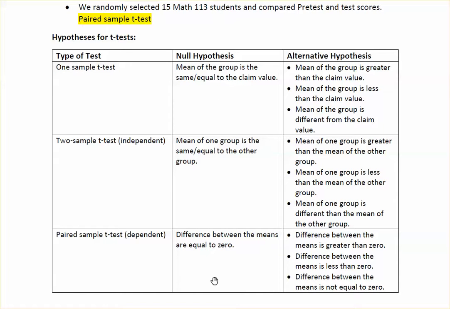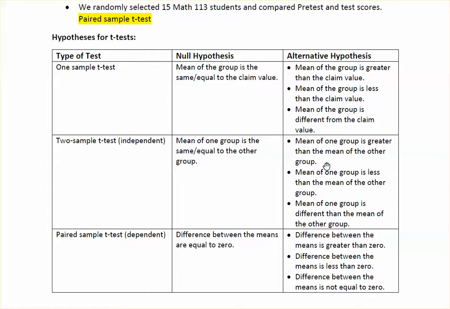So basically all of the nulls in this case are just equality nulls. And that's for the one sample, the two sample, and the paired sample. The one sample t is just: the mean of the group is greater than the claim value, the mean of the group is less than the claim value, or different from the claim value.